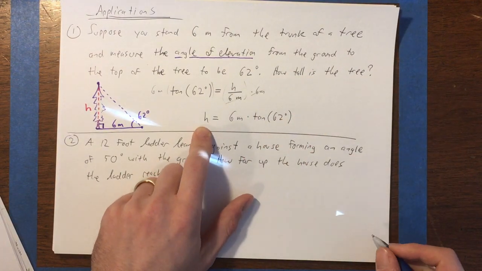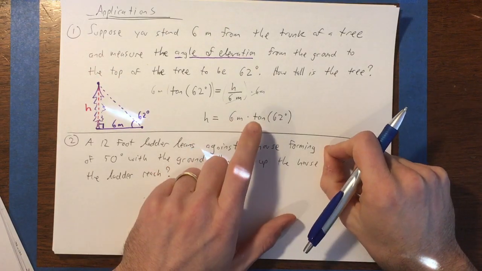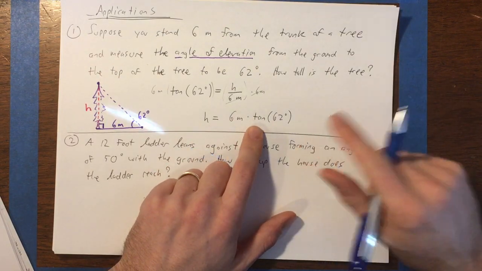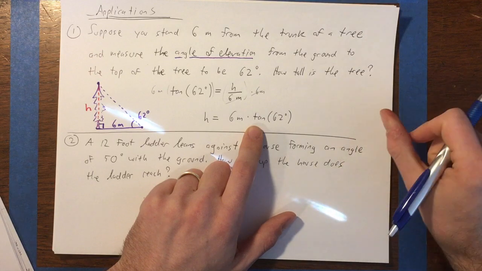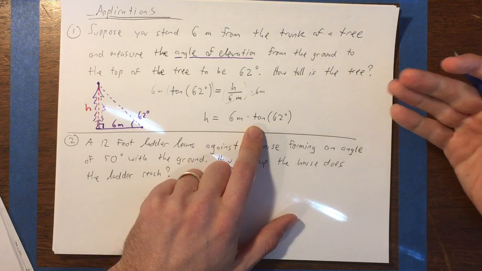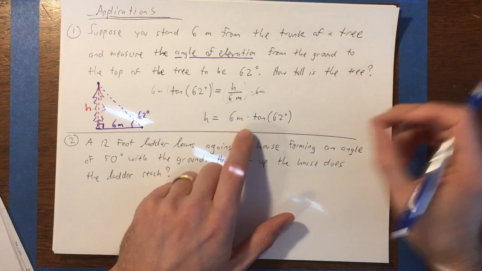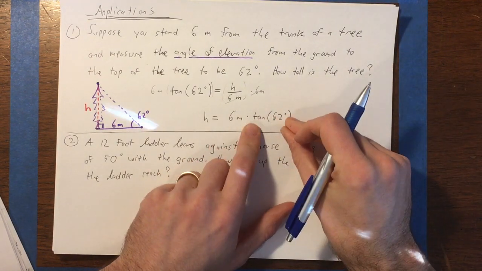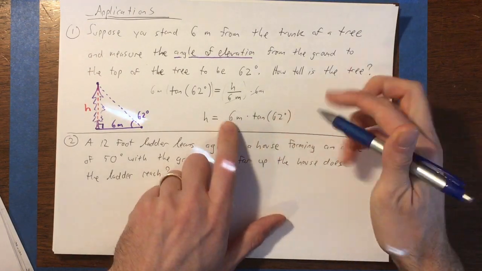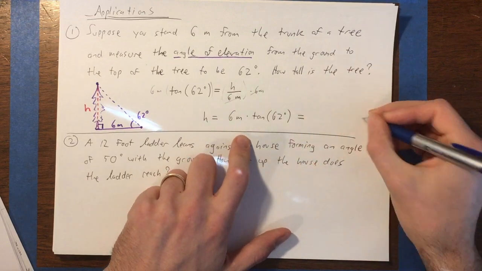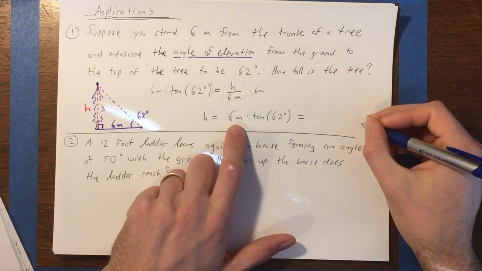And I'll just remind you from the previous video, I mentioned that trigonometric functions' output values are always unitless because you calculate them as a ratio of a distance divided by another distance, so the units are going to cancel out. So this is 6 meters times a number, which is going to be unitless. So this is going to be equal to some value in meters.